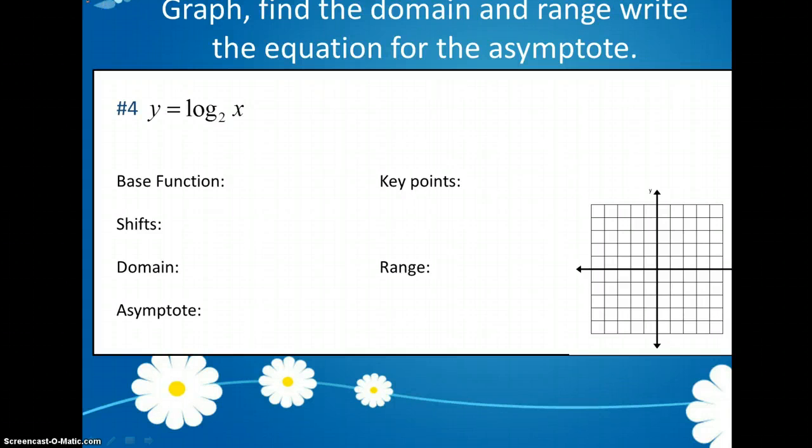Hi, guys. I'm sorry, we just cut off. Graph, write the domain. So here's the thing.